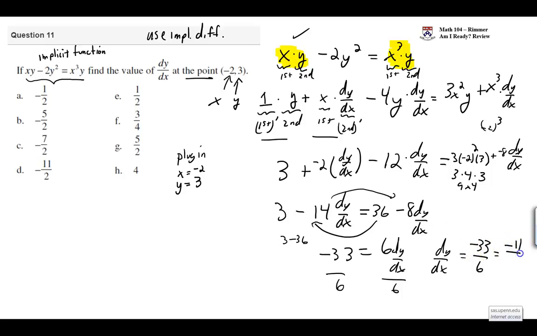What we have to do is take out a factor of 3. And the answer is -11 over 2.